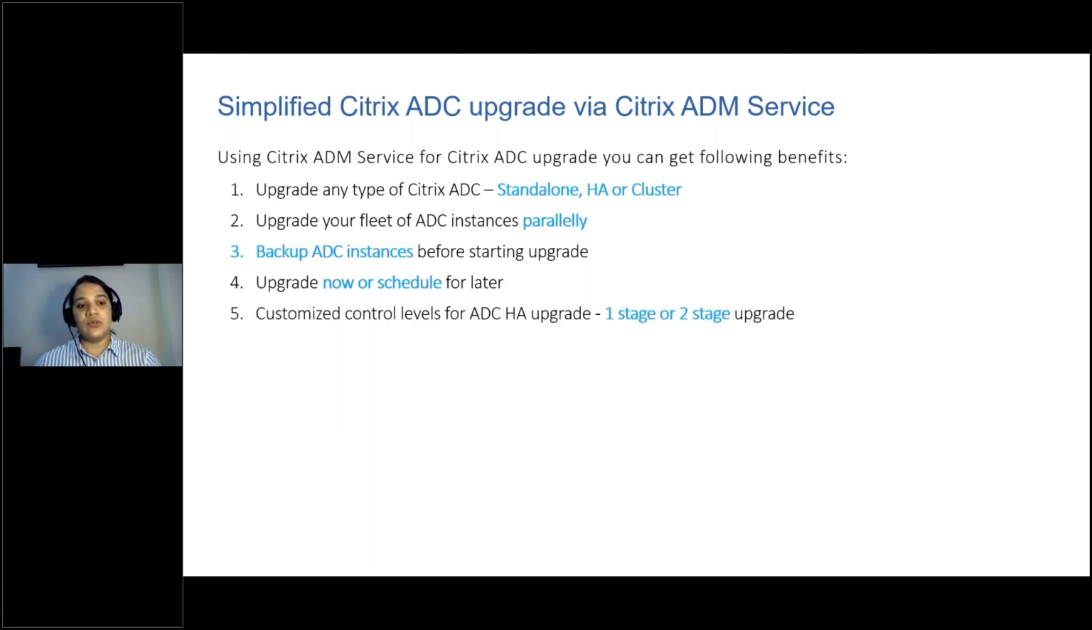ADM service also gives you customized control levels for ADC upgrade. Now, while some admins like to upgrade both the ADC HA nodes, one after the other, another set of admins prefer doing it in a controlled manner. That is, they'll first upgrade one node, then wait for some time, do certain checks on it to see that everything is okay, and then they'll go ahead with upgrading the other node. So ADM gives you the option to configure this two-stage upgrade as well, wherein you can define when you want to upgrade your first node and when you want to upgrade your second node.